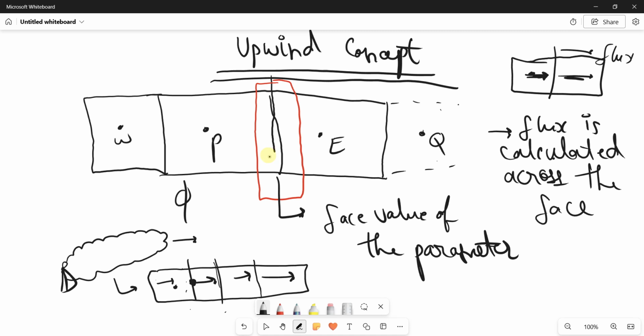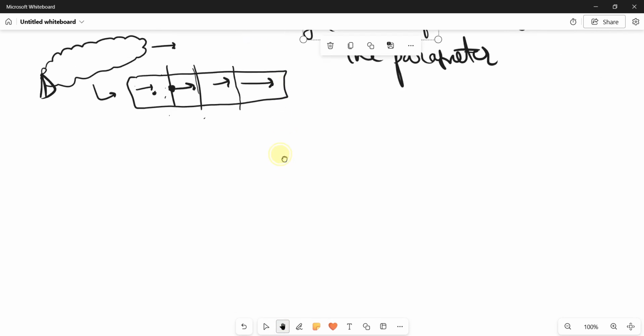So suppose this phase is small e. What the upwind concept says is your phi e, that is the parameter value at the phase small e, is equal to the parameter value at capital P. Okay, does that make sense?